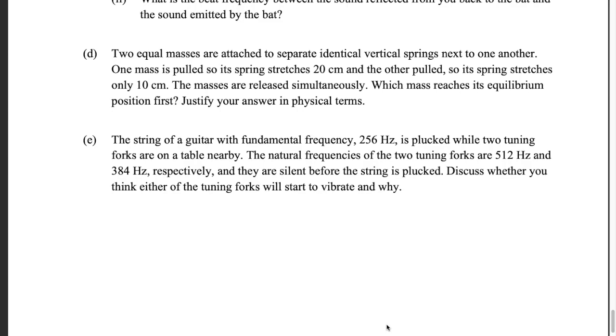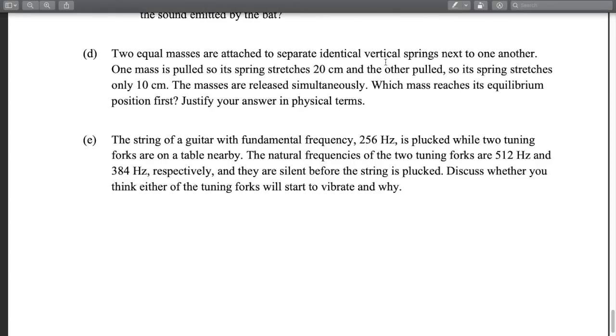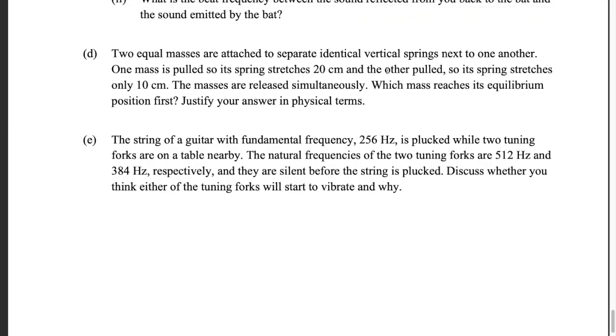So last question, question 5, part E. The string of a guitar with fundamental frequency 256 Hz is plucked while two tuning forks are on a table nearby. The natural frequencies of the two tuning forks are 512 Hz and 384 Hz. They are silent before the string is plucked. Discuss whether you think either of the tuning forks will start to vibrate and why.